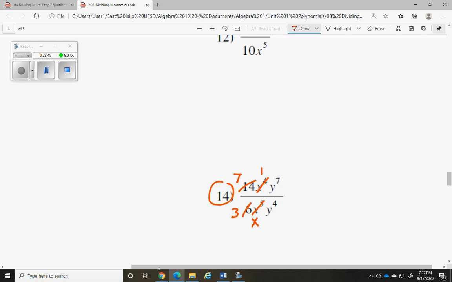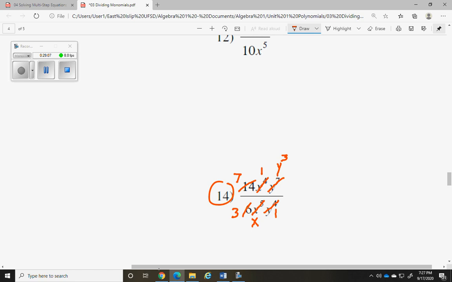And then with the y's, if I have a y to the 7th in the numerator and a y to the 4th in the denominator, the most amount of y's in common is y to the 4th. This becomes a 1. And if I'm simplifying out a y to the 4th, then this must be left with a y to the 3rd.